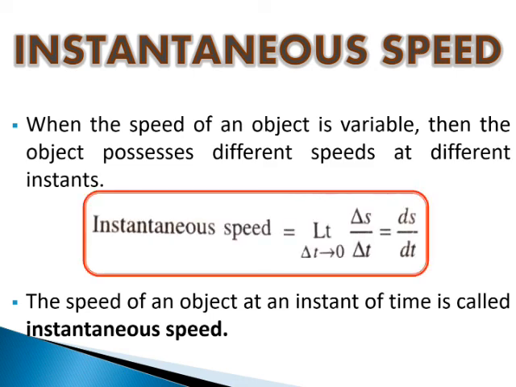Let at an instant of time t, an object while moving covers a distance delta s in a small interval of time delta t around time t, so that delta t tends to 0. Then instantaneous speed equals ds upon dt.